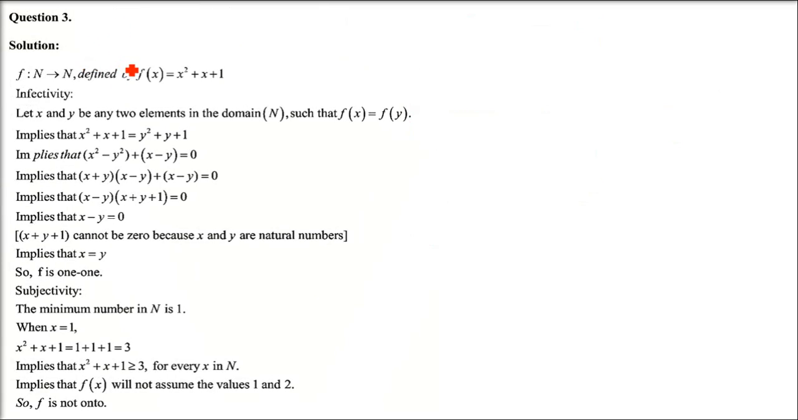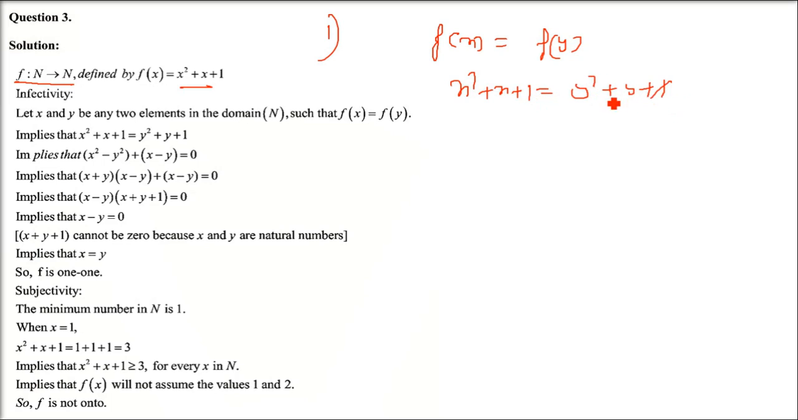Question number 3. Prove that the function f, which is from natural numbers to natural numbers, defined by f(x) equals x squared plus x plus 1, is 1-1 but not onto. You know the method now, you know the scenario. So what do we do here? This is the domain and the codomain is already known. The function is also known, x squared plus x plus 1. So we have 1-1. What is 1-1? f(x) equals f(y), that is x has to be equal to y, if f(x) is equal to f(y).